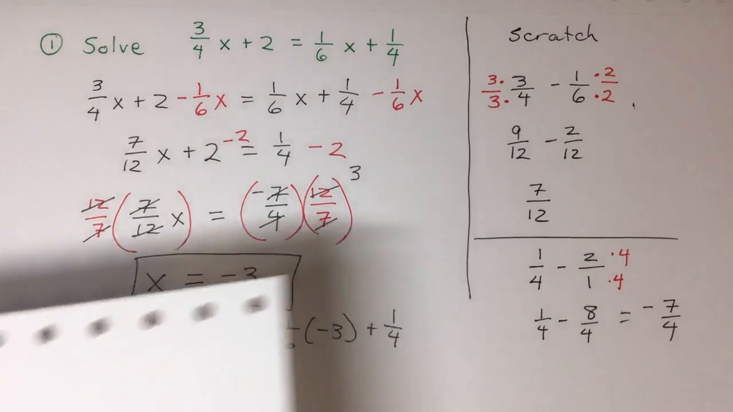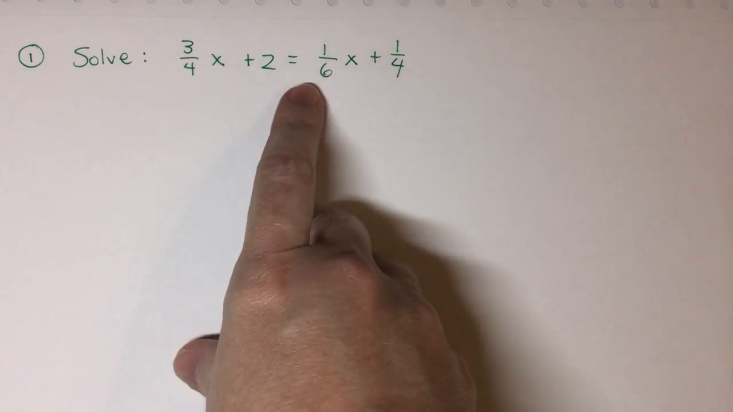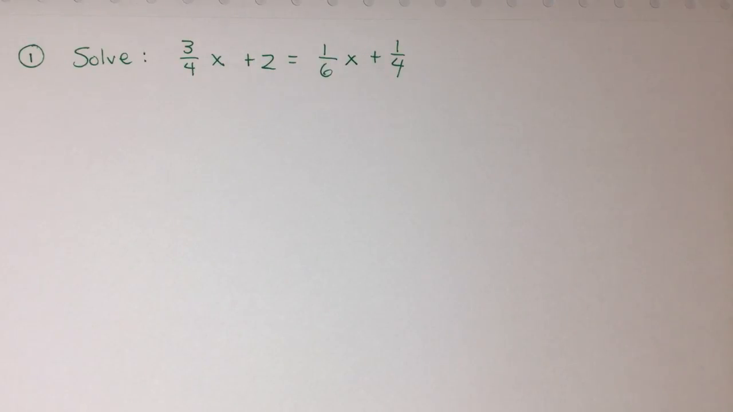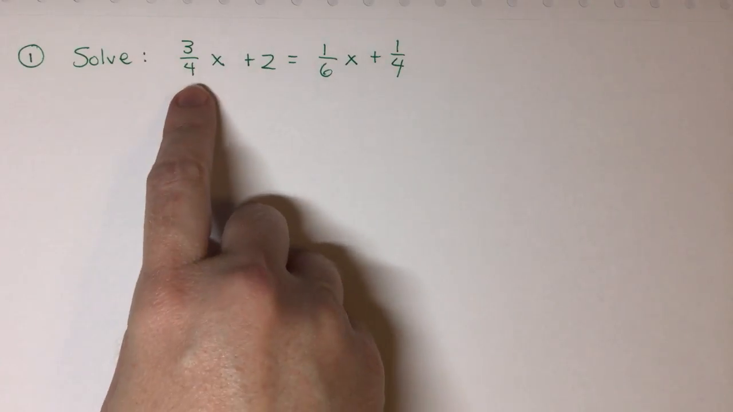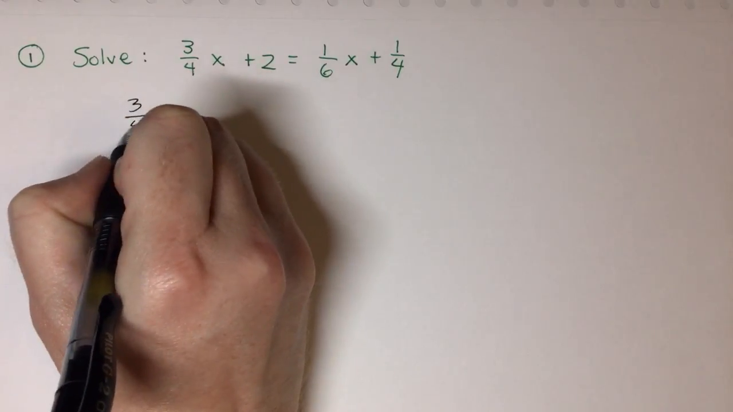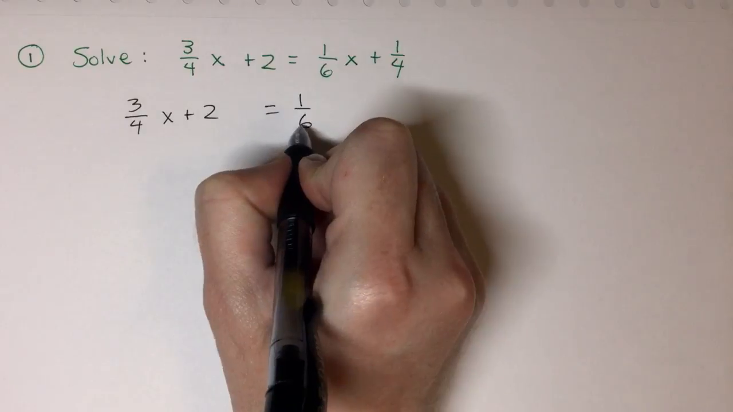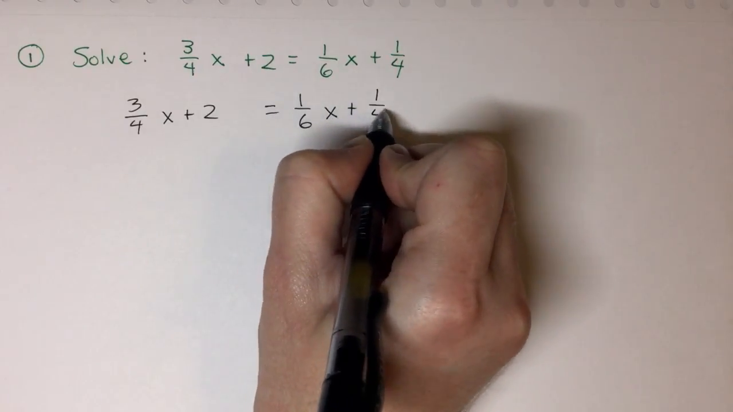So instead of that way, here's the exact same equation, but what I'm going to do now is say, hey, it's an equation. I can multiply both sides of an equation by any number I want as long as I don't multiply by 0. I'm going to multiply by a number that is a common denominator for all of your fractions. So we have 3/4 x plus 2 equals 1/6 x plus 1/4.